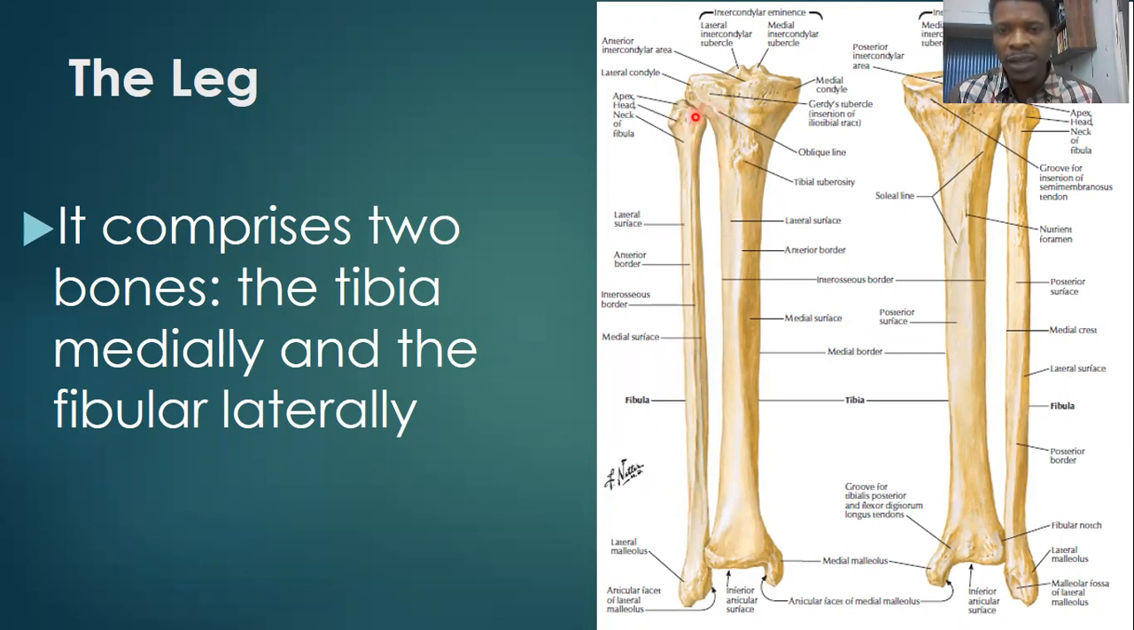It looks a bit flat there. At the distal end, you have the lateral malleolus, and you also have the part that helps to form the medial malleolus from the tibia. These are the condyles: the medial condyle and the lateral condyle. Then you also have the medial intercondylar tubercle and the lateral intercondylar tubercle. This is the anterior view, and this is the posterior view of the bones that make up the leg.